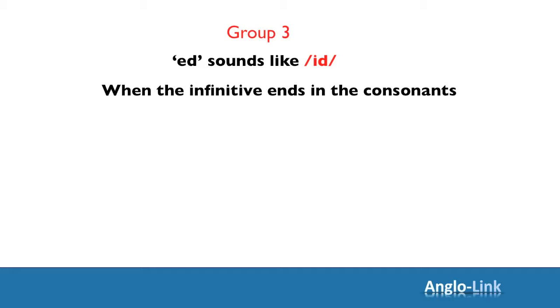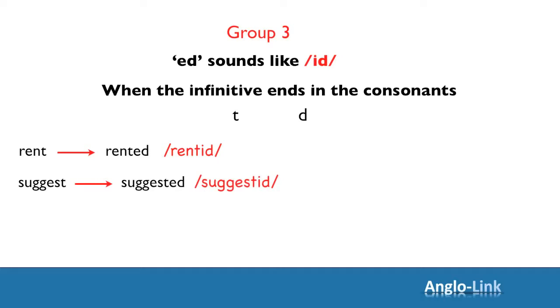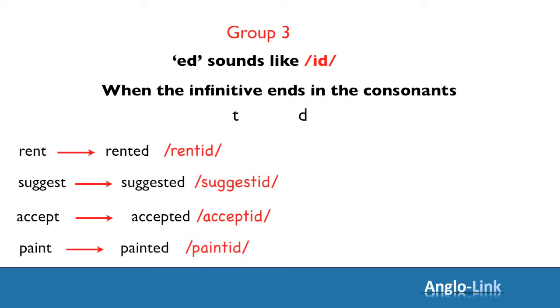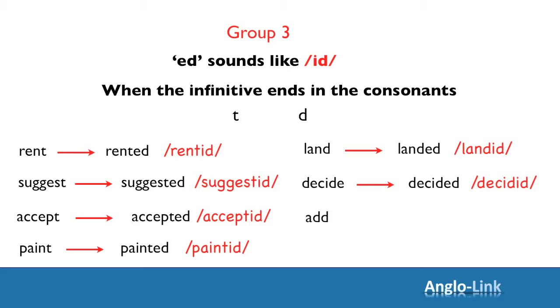Right then, moving on to group 3, when ed sounds like id. This happens when the infinitive ends in the consonants t or d. Let's look at some examples. Rent, rented. Suggest, suggested. Accept, accepted. Paint, painted. Land, landed. Decide, decided. Add, added. End, ended.